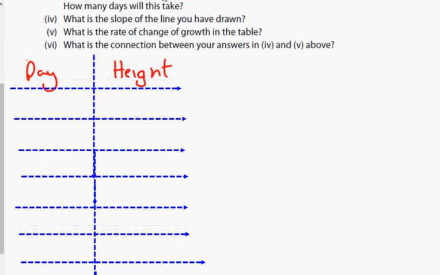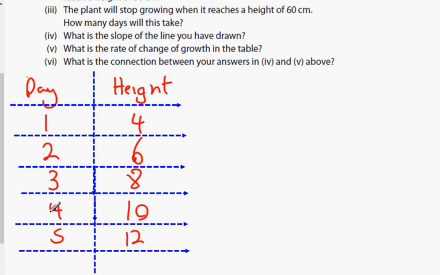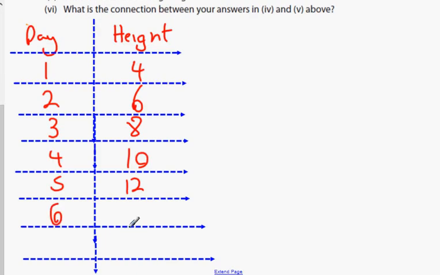Okay, so what's day 1, lads? Call it out for me. Day 1 is? 2. Height of 2? Okay. Sorry, it's 4, yeah. Day 2? Day 3? Day 3 is 10? Day 4 is 12? Day 5, 14? Day 6, 16? Day 7, 18? Okay.